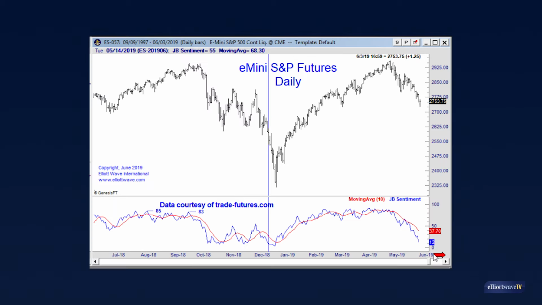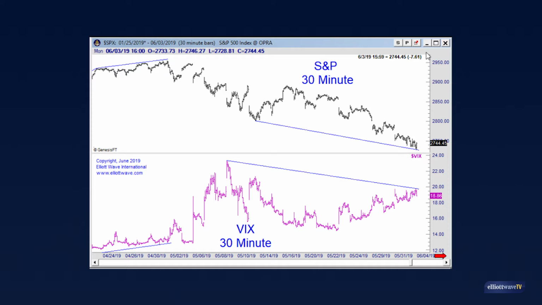I also want to show a couple of key indicators that I use to help time the market. These charts are from June 3rd in our intraday service. The daily sentiment index on the S&P dropped to 12% bullish on May 31st, and that was a sign that there were few people left to turn bearish and sell, and was consistent with the idea that a bottom was near.